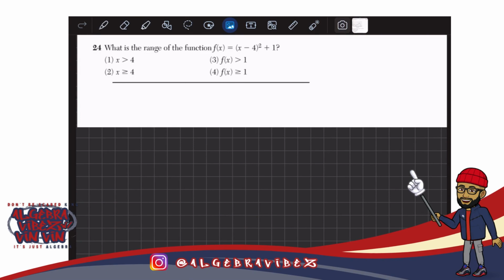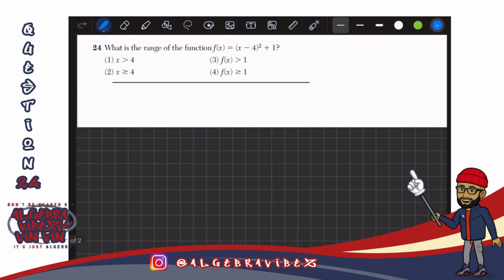All right, everybody, welcome to question 24. This question right here looks a little daunting, but it's really not as bad as you think. So the function provided is f of x. So we have f of x is equal to x minus 4 squared plus 1. So to find the range, we need to understand how this function behaves, excuse me, as x changes.